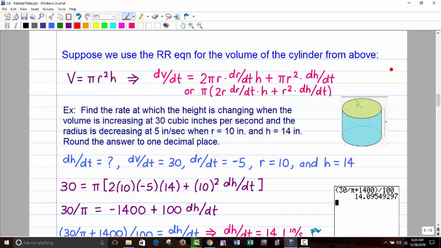Obviously, if it says find at what rate it's increasing, that kind of gives you away that it's going to be positive. But changing means either way. So the volume is increasing at 30 cubic inches per second, and the radius is decreasing at 5 inches per second. When the radius is 10 inches and the height is 14 inches, we're going to figure out what rate our height is changing. dH/dt, right here.